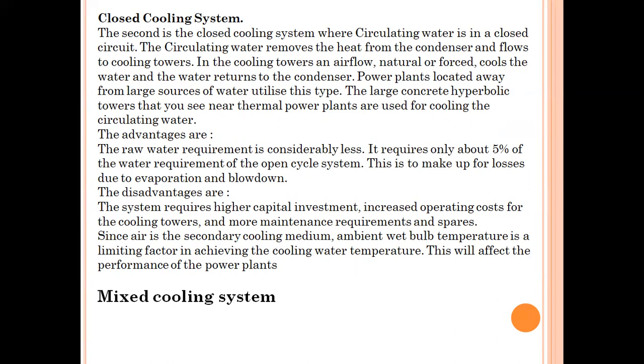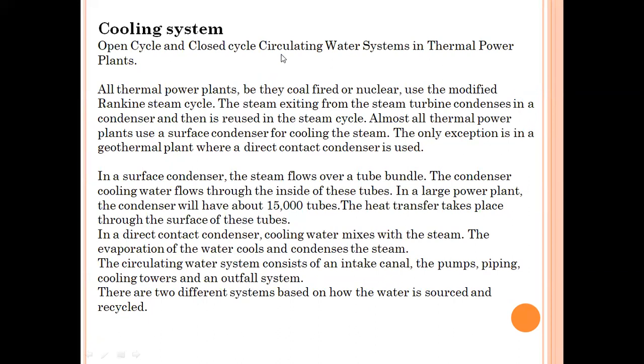See here, today we stop here. In the next lecture, we will discuss the cooling system. So, thank you.